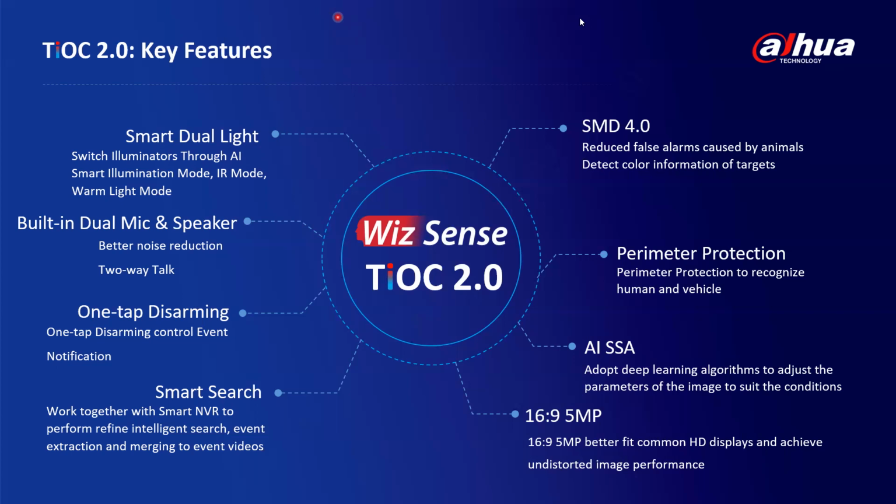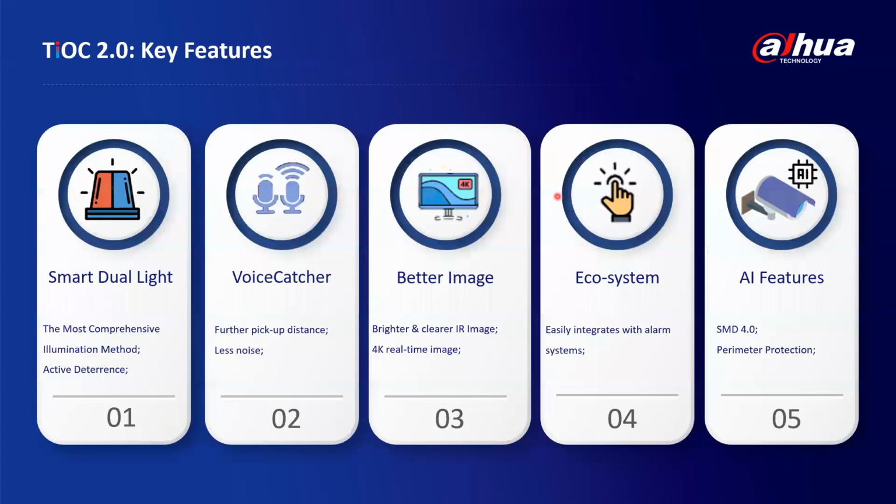So let's take a look at some of these key features as we proceed. The main highlights for the TiOC 2.0 based on the WeSense category, we're going to highlight or expound more on some of these features based on the following items: the dual lighting, the voice capture, better imaging ecosystem, and some of the AI features included in this particular camera.